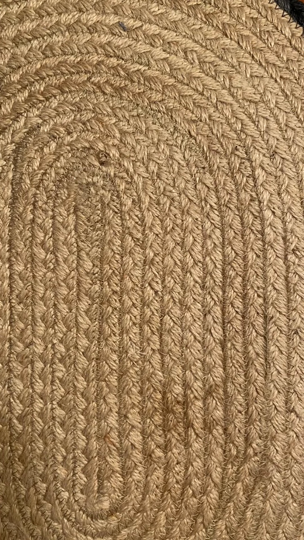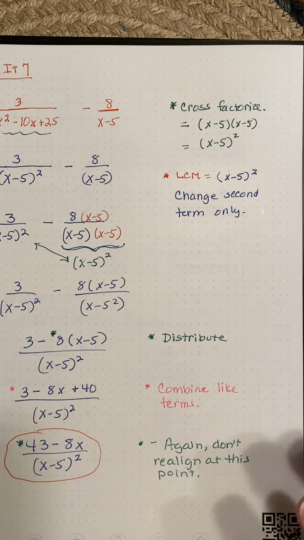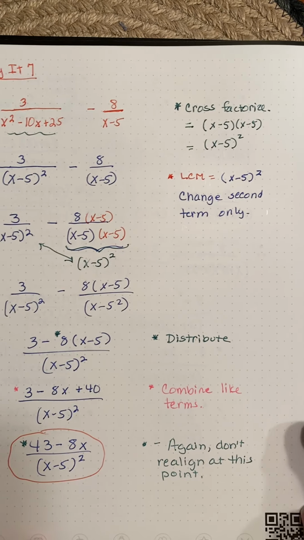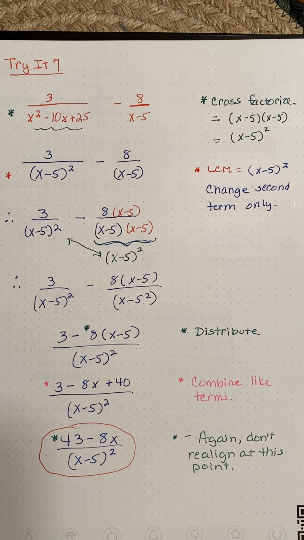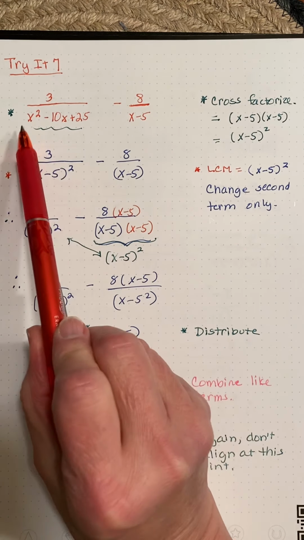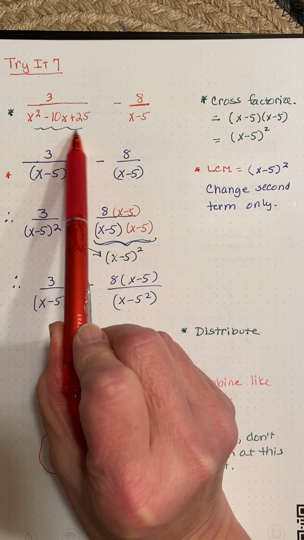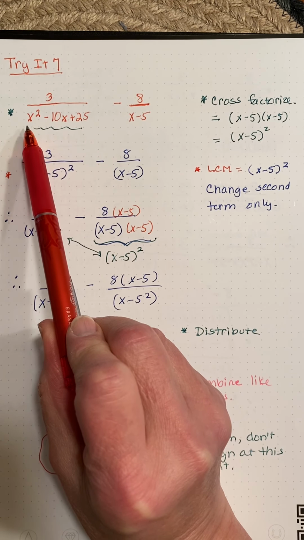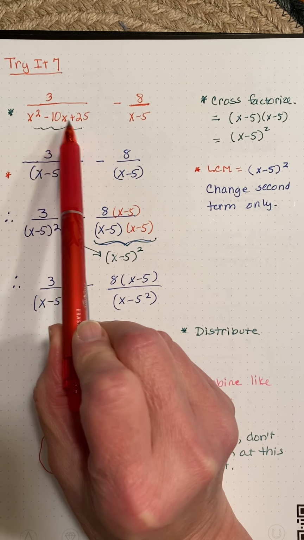One more try it, top of 113, try it 7. Again, let me see if I have this, just kind of tweak it a little bit. There we go. Try it 7. I have 3 over, look at this. Look at that algebraic expression. It's in the form that we've come to know. It's a quadratic linear equation form.